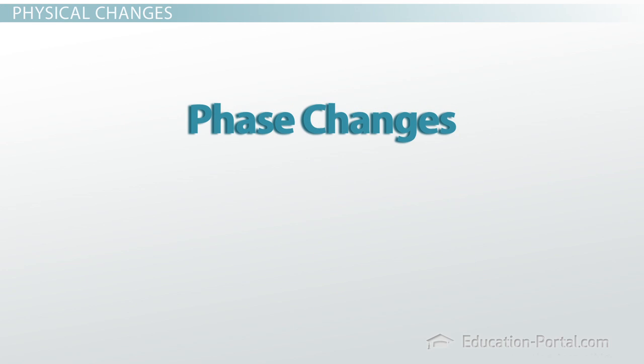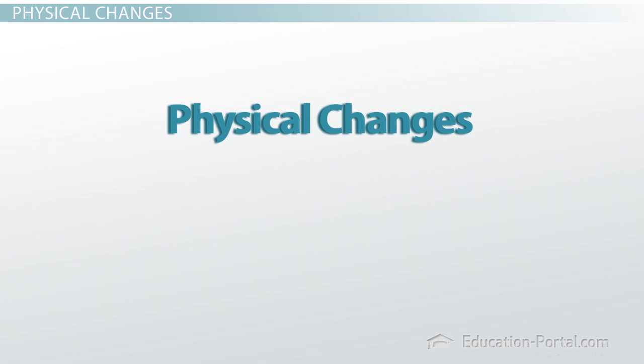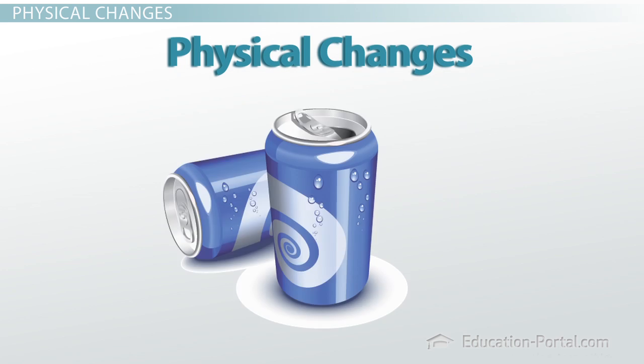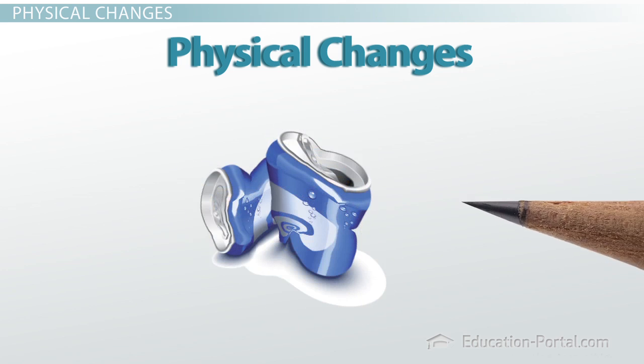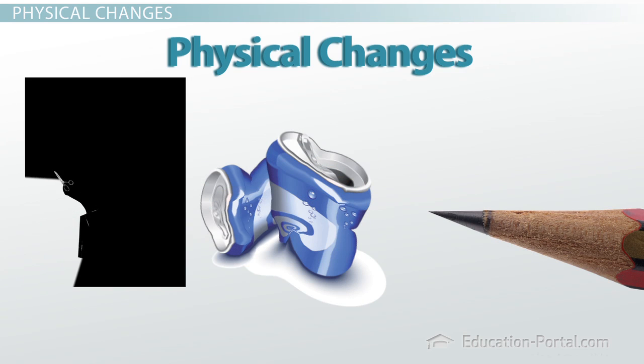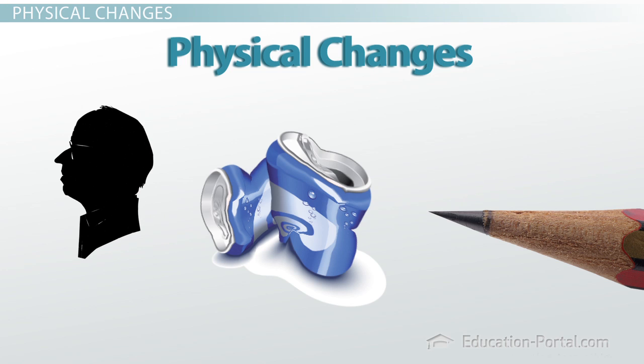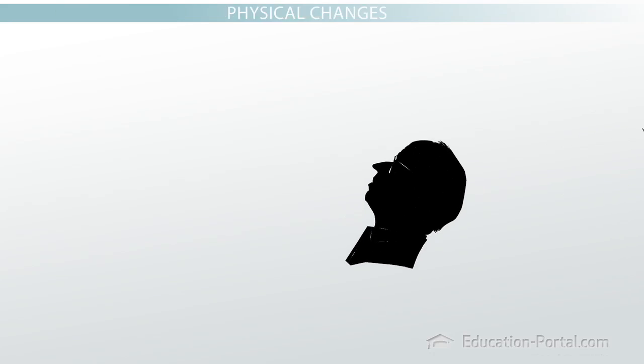Phase changes are examples of a larger category of changes called physical changes. A physical change does not affect the composition of a substance. Other types of physical changes include changes in form. For example, when you crush a can, sharpen your pencil, or cut a piece of paper, you're not changing what it was you started out with, you're just changing its form. You still have the same atoms and molecules connected in mostly the same way. Even magnetizing a paperclip is an example of a physical change.